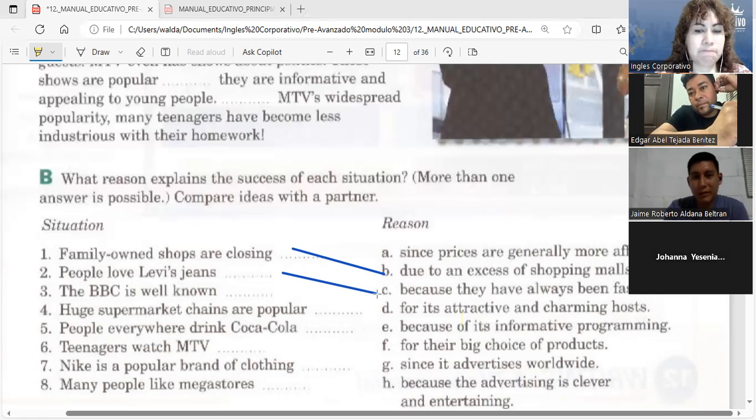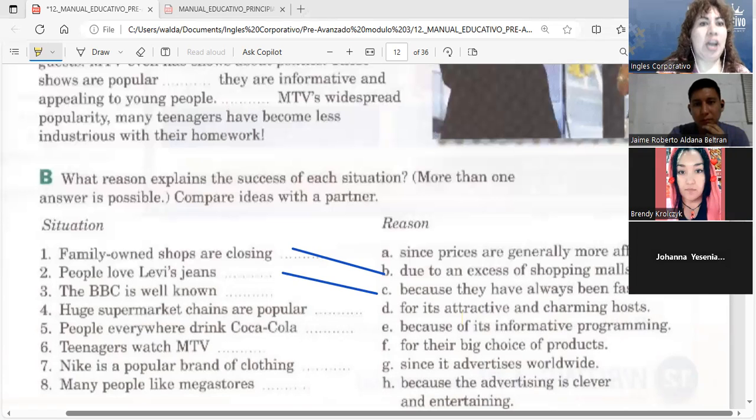What about letter E? The BBC. Yeah, letter E. The BBC is a very well respected news channel, let's say. So I would say it would probably be more appropriate to use this one because of its informative programming. Yes, teacher. Good. You're right.